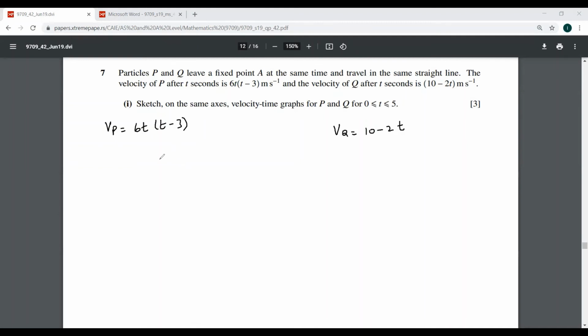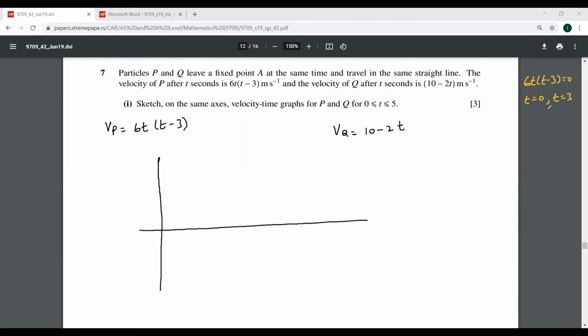So guys, in your P1 you have studied a whole chapter on quadratics, so you should be a player of that. When I have to sketch, we have to see the x-intercepts, the y-intercepts, and ideally the turning point as well. So if you put 6t into t minus 3 equal to 0, you have the horizontal intercepts, which are going to be 0 and 3.